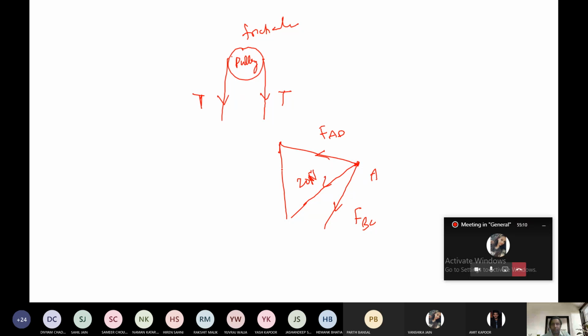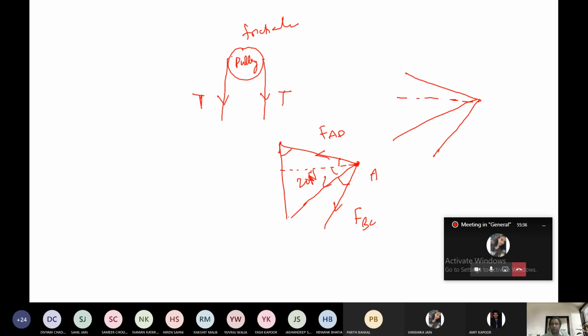And what you will do, you will just draw a horizontal line here, and you can see the angle is given to you. You will find out this angle. Angle is given here also. You can find out this angle. So this force and this force will pass through this point. So ultimately, this will be like that. ABD will be like that.